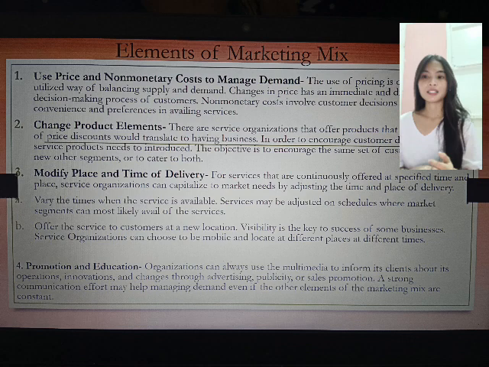Then the next one is offer the service to customers at a new location. Visibility is the key to success of some businesses. Service organizations can choose to mobile and locate at different places at different times.